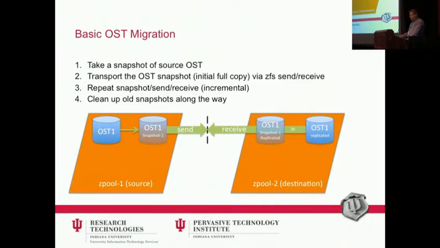And then you basically repeat that snapshot send receive procedure as many times as you need to. So the initial snap send receive is like a full copy. If your OST is 20 terabytes in size, it's going to transmit 20 terabytes worth of data. And then your subsequent snapshot send receive is an incremental operation. So if there's only been a couple of gigabytes that have changed, that's all that's going to be transmitted in the secondary snap.